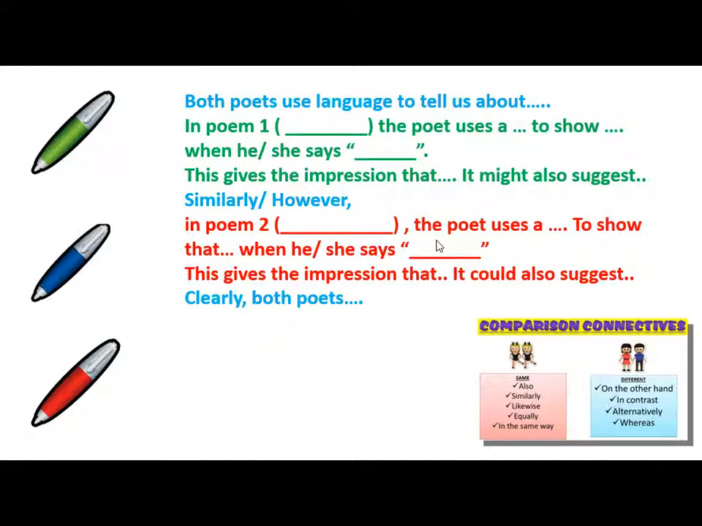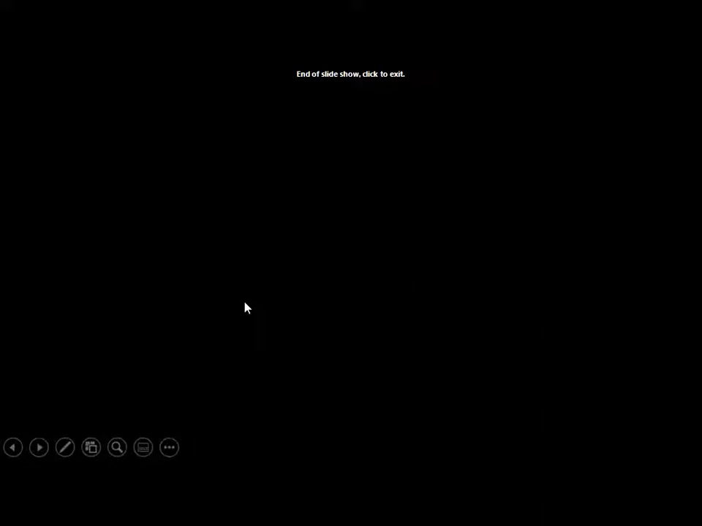Then you need a connective. So if it's going to be similar, if they're going to have the same parental relationship, then it's similarly. If it's going to be completely different, then it's however, and you repeat the same process. Then you just have a final line, summing up basically what's going on. That is your comparison.